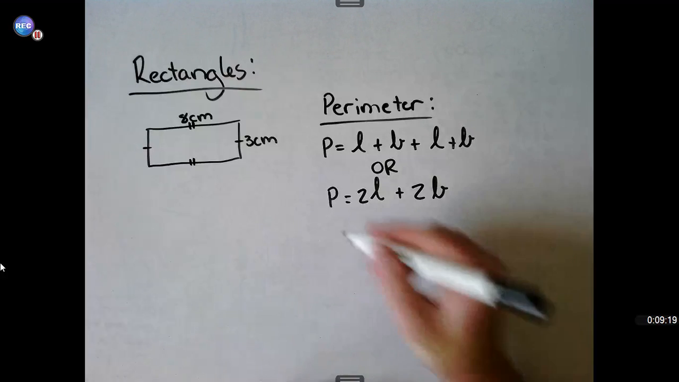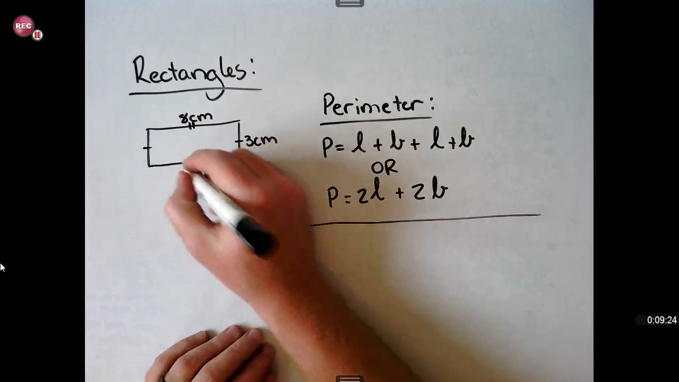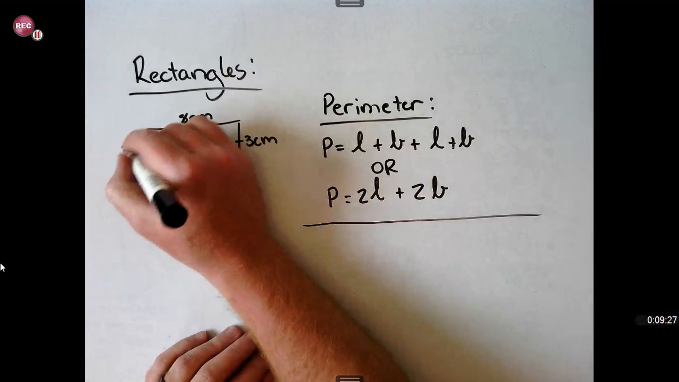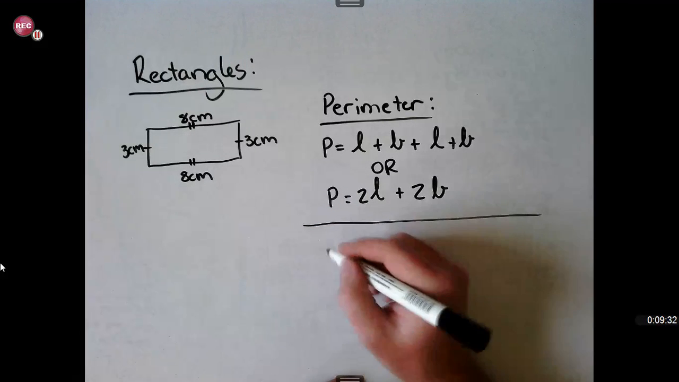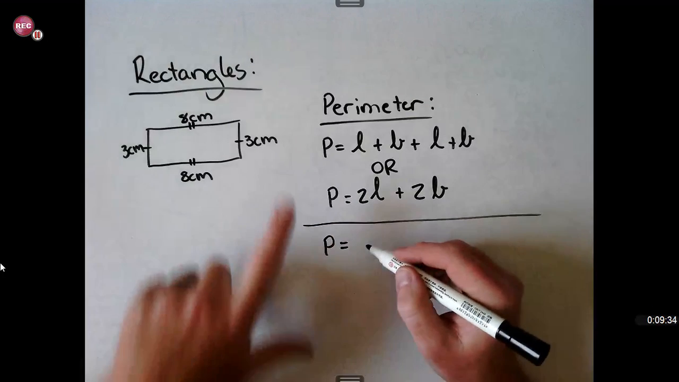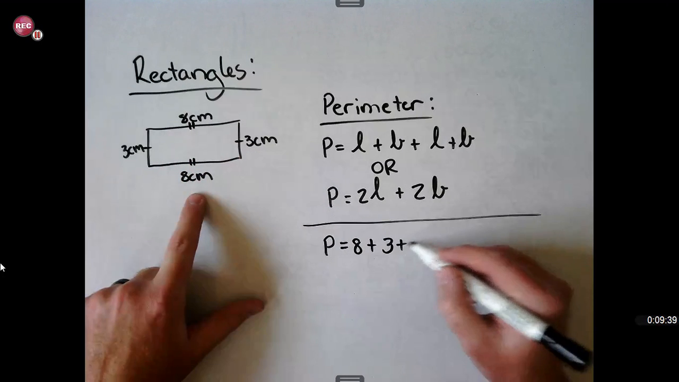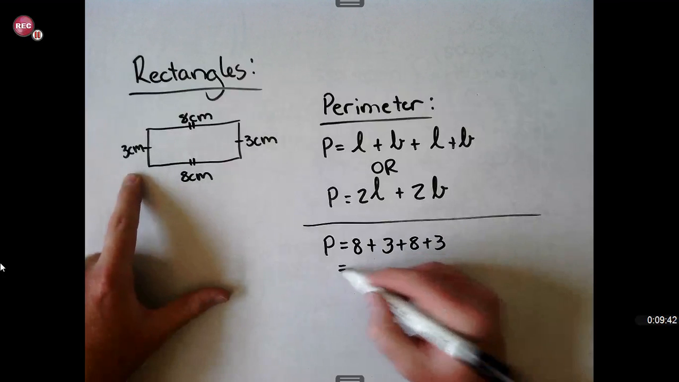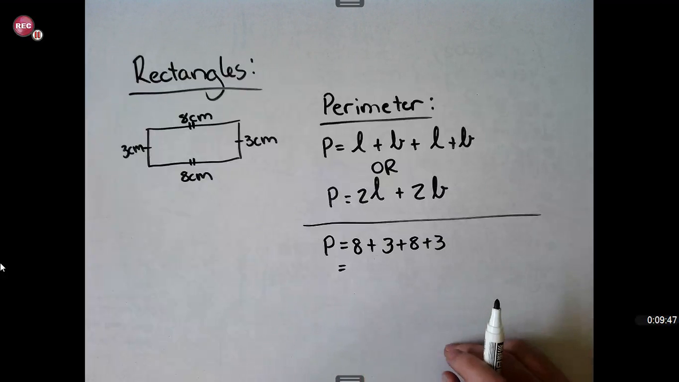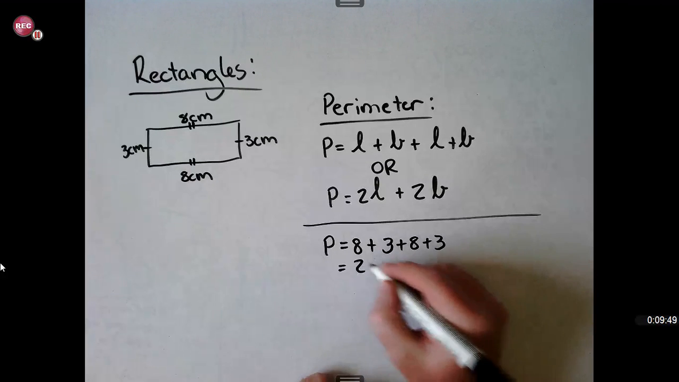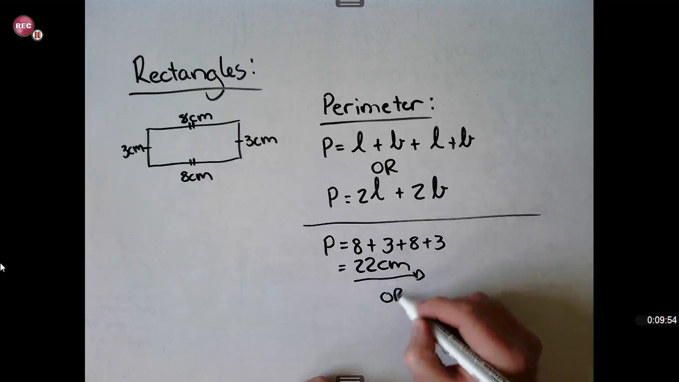Okay? To put this in perspective for you, we are going to calculate everything over here. So this would be 8 centimeters. And remember, this is 3 centimeters. And our unit of measurement here is centimeters. So P is equal to, the length would obviously be 8. That's your longest side. Plus 3 plus 8 plus 3. So if I add all of this together, I should get 22 centimeters. If I use the other formula, I should get the same answer.